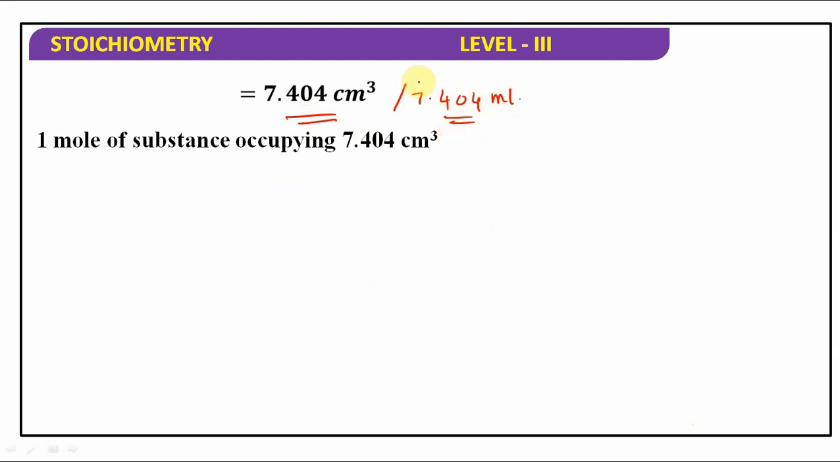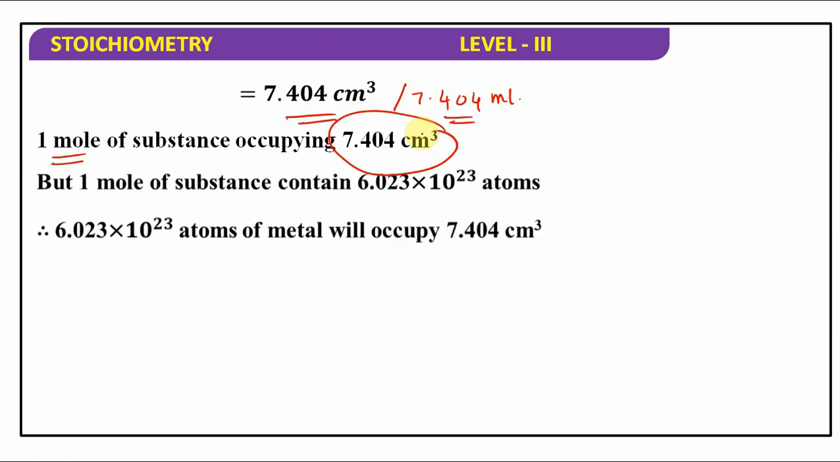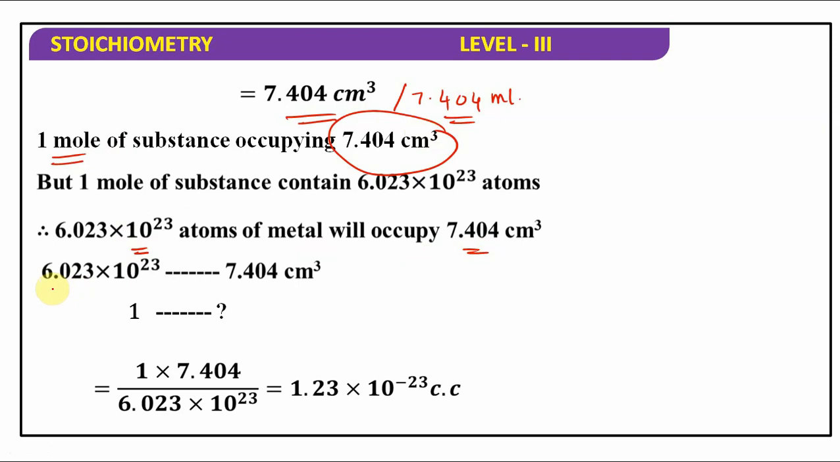See, it is the volume occupied by the certain atomic weight of the metal. Atomic weight means I can take 1 mole of the substance. 1 mole of the substance occupies this volume. 1 mole of the substance is equal to how many atoms? 6.023 into 10 to the power 23 atoms occupy this volume. But they asked for 1 atom, right? 6.023 into 10 to the power 23 atoms occupy this volume, and 1 atom occupies how much volume? Do the cross multiplication, 1 into this and divided by this. It gives you 1.23 into 10 to the power of minus 23 cc. Understood? So option 3 is the correct answer.